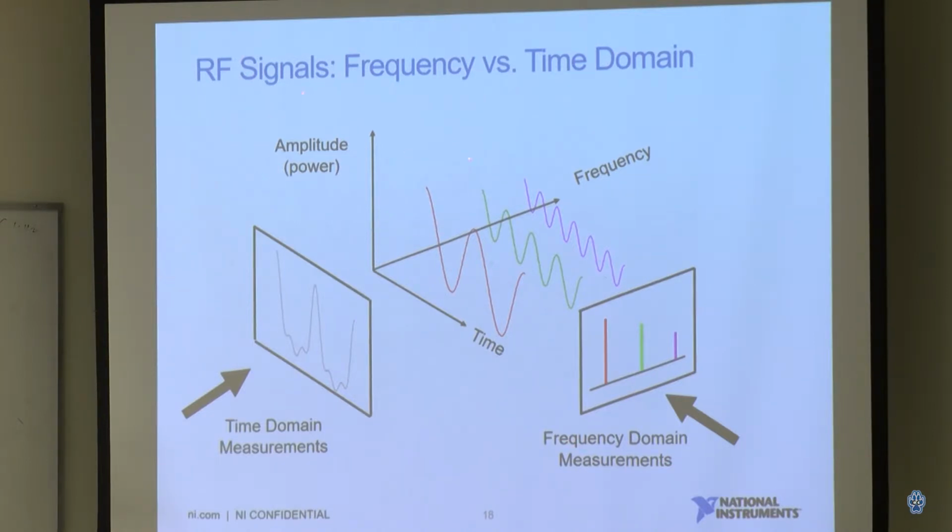So consider a single sinusoid signal. In time domain it looks like this, but in frequency domain it looks like a single pole frequency. The x-axis will be frequency in this one, and in the other one the axis will be time.